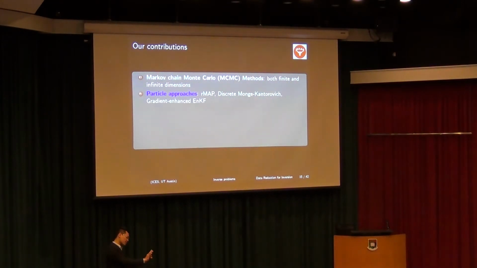What we do here is we start from the prior, and I'm going to show you two techniques, right? One of them is optimal transport. We use a discrete Monge-Kantorovich approach where we transport the particles from the prior to the posterior. And the second one is a gradient enhanced ensemble Kalman filter. So we convert the inverse problem into a data assimilation problem, and then we use the ensemble Kalman filter. But we don't stop at that point, right? We use the gradient to make the ensemble Kalman filter faster and more accurate. I'm going to show you in a second.